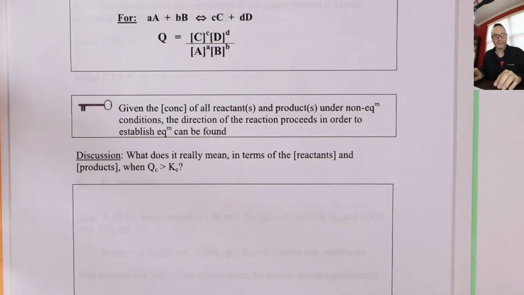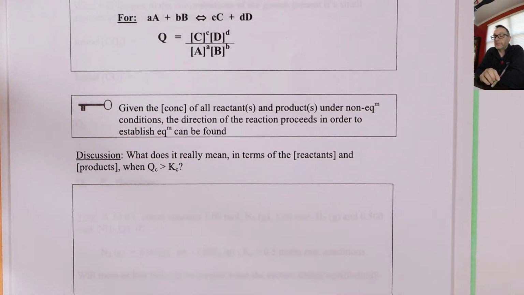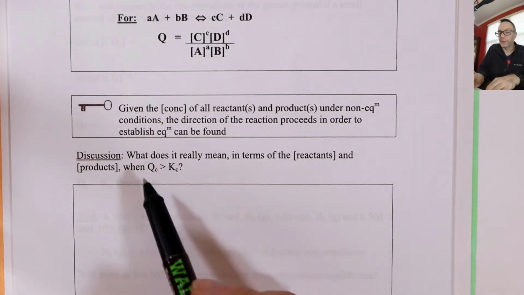So let's just read the key here. Given the concentrations of all reactants and products under non-equilibrium conditions, typically at the start of a reaction, what direction will the reaction proceed in? In other words, will it make products or will it make reactants to get to equilibrium? Are you starting from the left or starting from the right, and how do you get to the middle? So here's the thing. Let's think about it. What does this really mean?